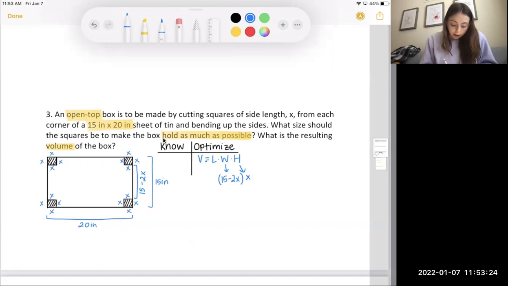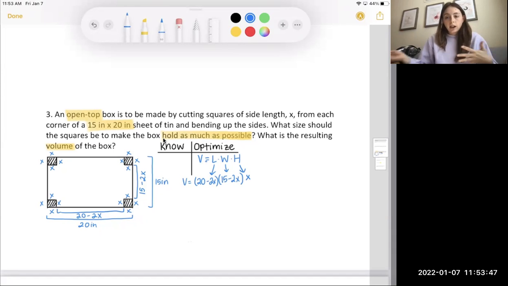We're trying to find this piece, which is what's left after you take out 2 x's from the 20 inches. So it's going to be 20 minus 2x is our length. We're going to represent length as 20 minus 2x. And of course, all of these things are being multiplied together to give us the volume. Okay, so length times width times height.